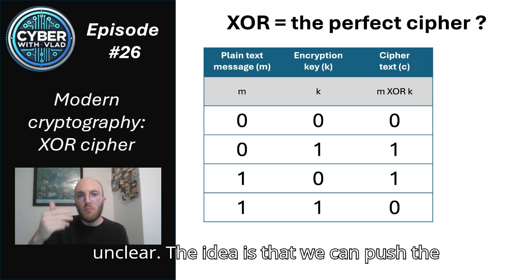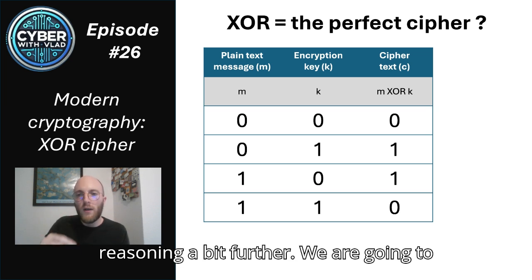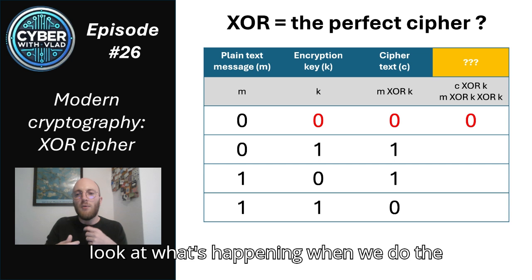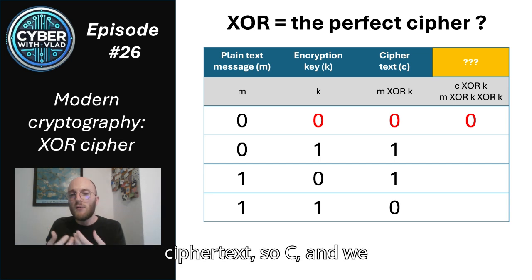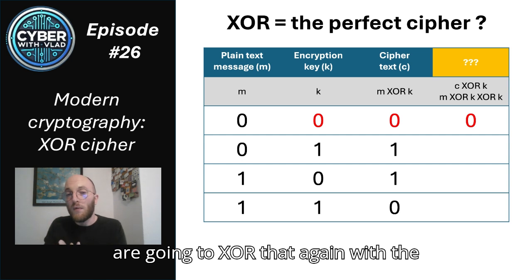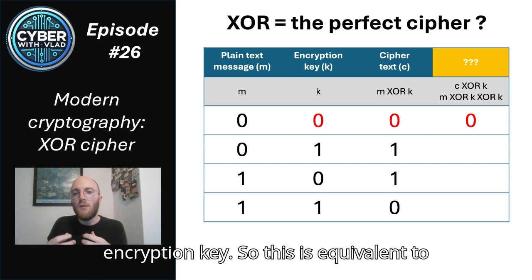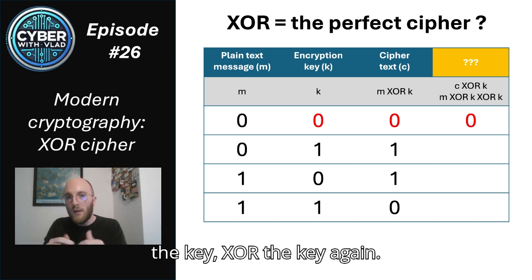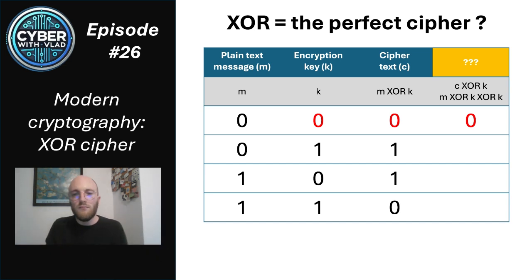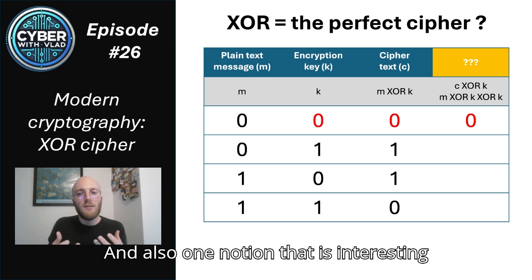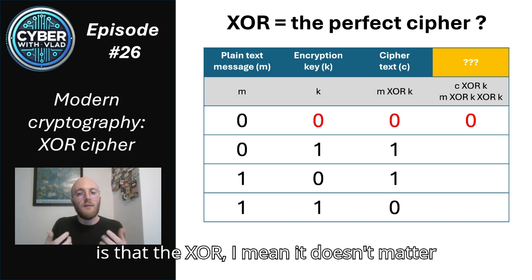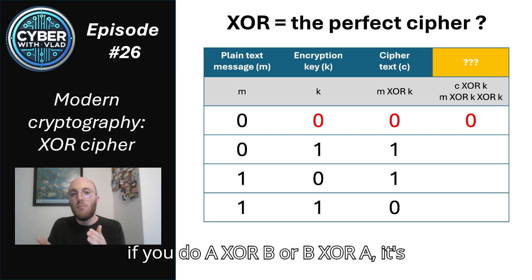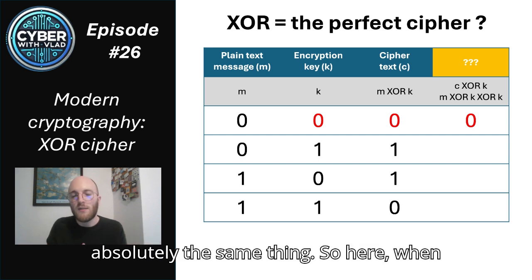The idea is that we can push the reasoning a bit further. We are going to look at what happens when we take the ciphertext, C, and XOR it again with the encryption key. This is equivalent to doing our plaintext message XOR the key again. One interesting notion is that it doesn't matter if you do A XOR B or B XOR A, it's absolutely the same thing.